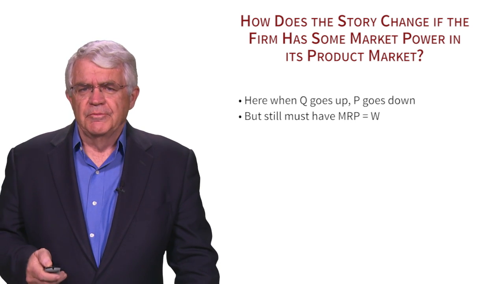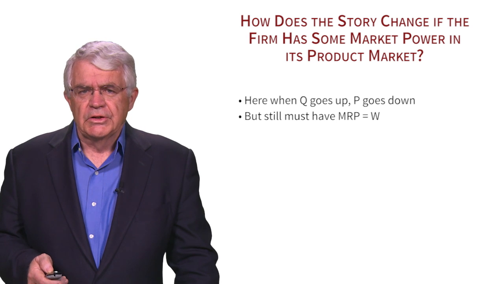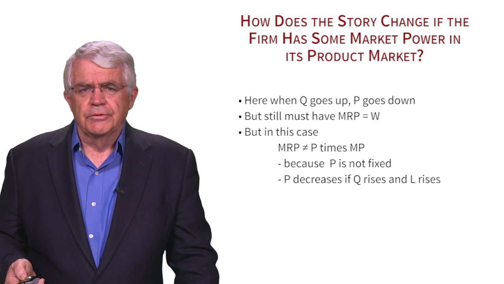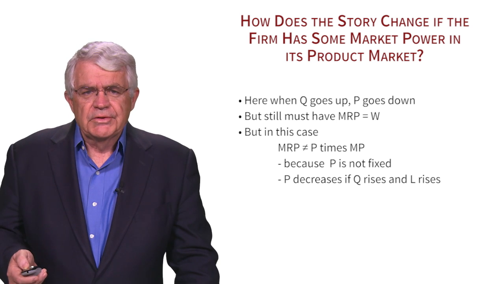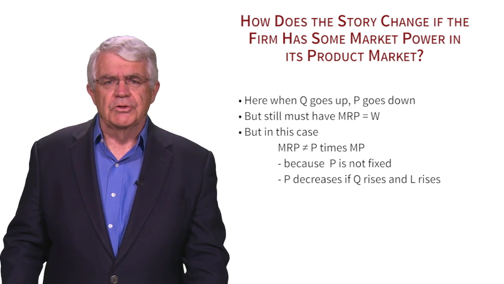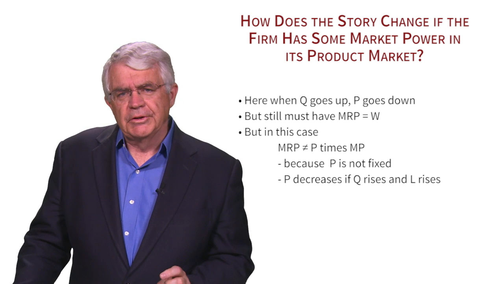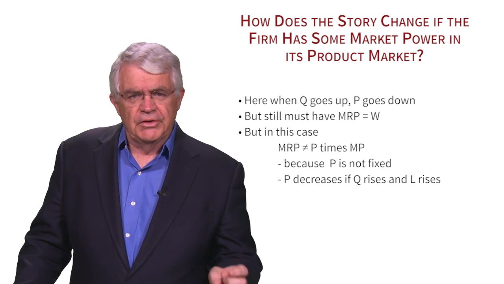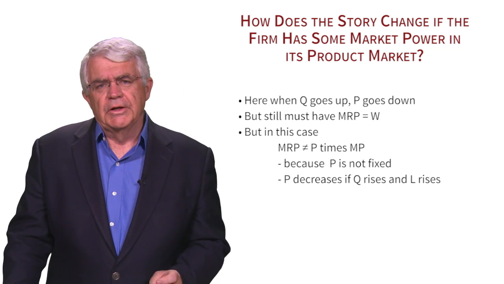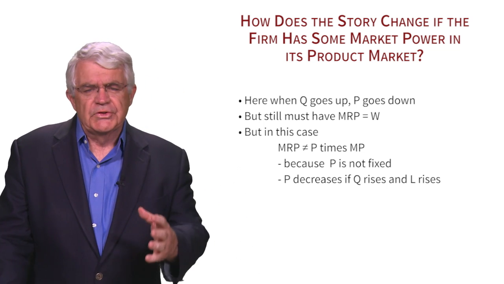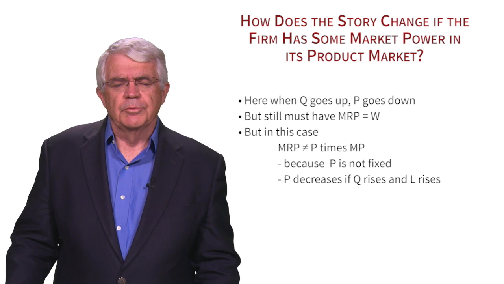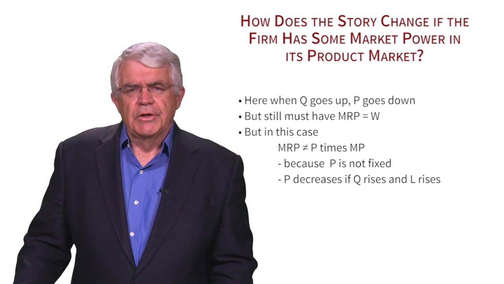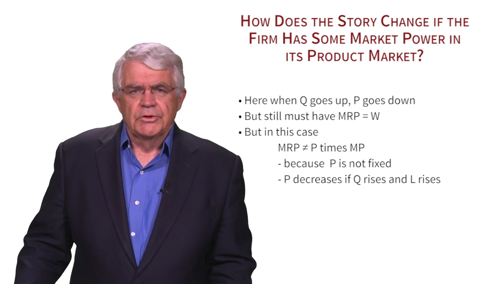But we still must have marginal revenue product equal to the wage as a condition. And the only thing is, in this case, marginal revenue product will not equal the price times the marginal product because price is not fixed. It varies depending on how much you produce and therefore depending on how much labor you hire to produce that. So more specifically, P will decrease if Q rises and L rises. But otherwise, it's exactly the same. We have these conditions for labor demand based on marginal revenue product considerations, and that is equal to the wage.